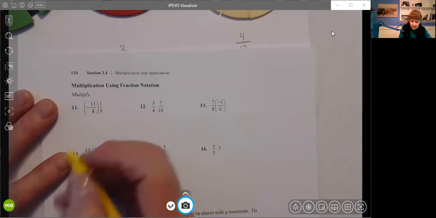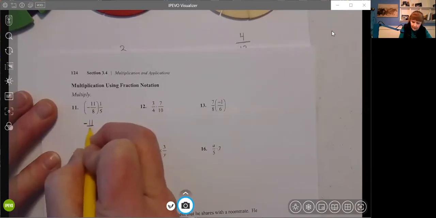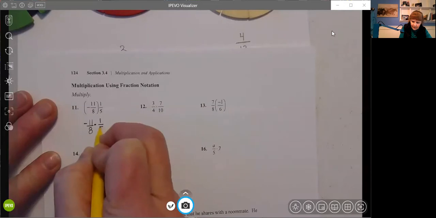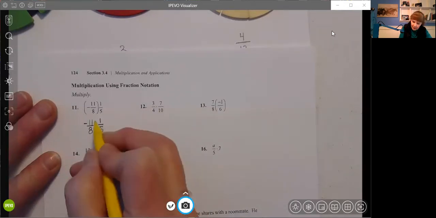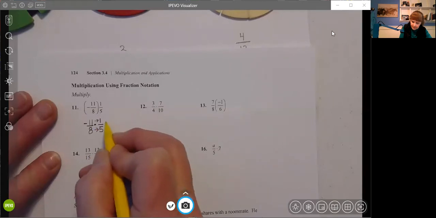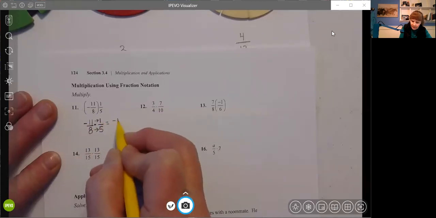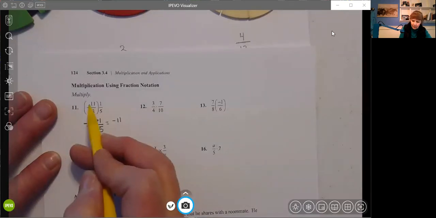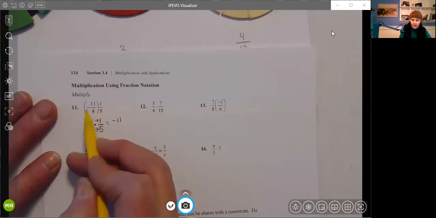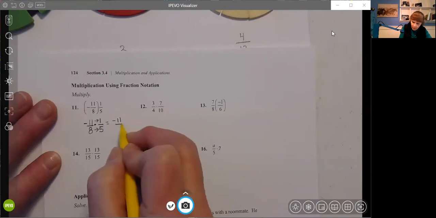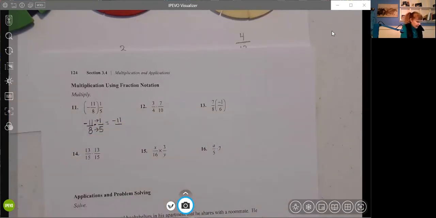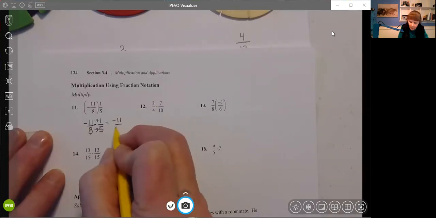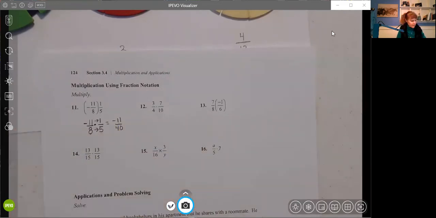If you don't like the parentheses, you can write it as a negative 11 over 8 times 1 over 5. That will work. And then you multiply straight across. This gives you a negative 11. Negative 11 times 1 is a negative 11. I knew it was going to be a negative because I only have one negative in my multiplying, and the number 1 is odd. Over 8 times 5 is 40. Okay. So you end up with a negative 11 over 40.